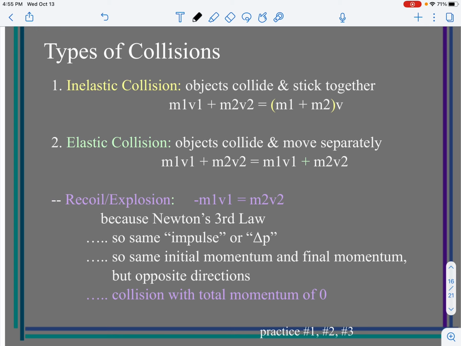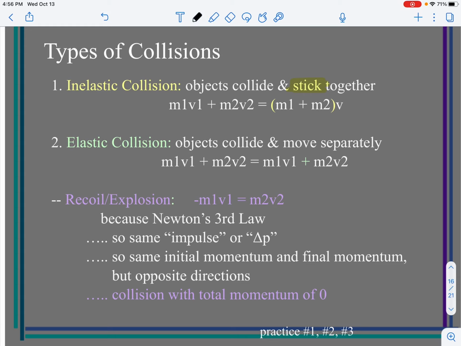There are 3 main types of collisions that I want you to be familiar with. And again, these 1s and 2s should be subscripts, okay? So please don't get confused by that. Inelastic collisions are collisions where we have 2 objects that are going to collide. They're going to run into each other, and then they are going to stick together. You will be expected to read a description of a collision and tell me whether it is elastic or inelastic. So inelastic is sticky. They stick together.